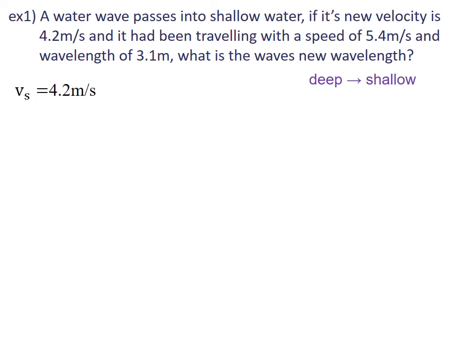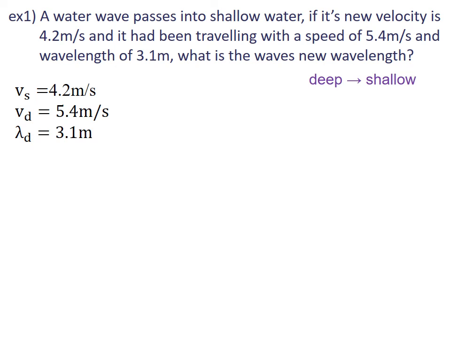And if it had been traveling with the speed of 5.4, so that's how fast it was traveling in the past. And in the past, it was in deep water. So I'm going to make the velocity in deep water 5.4 meters per second. So V subscript D equals 5.4 meters per second. And it says when it was traveling 5.4 meters per second, it had a wavelength of 3.1 meters. So that will be the wavelength while in deep water. So wavelength deep equals 3.1 meters.